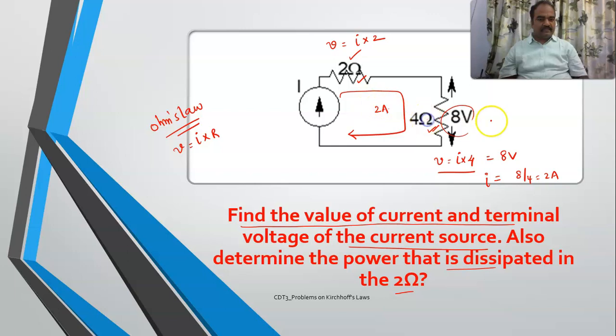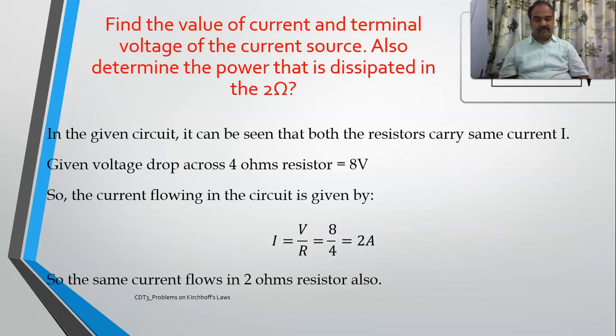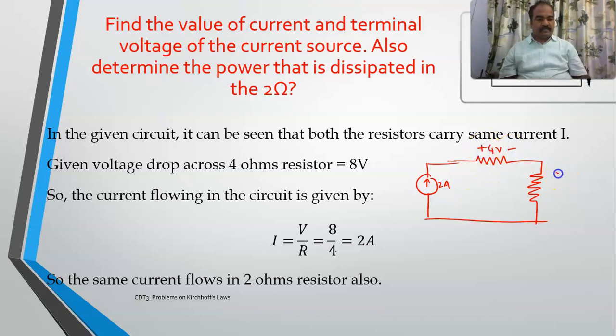So 2 into 4, it is 8 volts it is creating here, and here it will be creating 2 into 2, it is 4 volts of drop. So now I will redraw the circuit. So this is 2 amperes, and here it is creating a 4 volt drop, and here it is creating an 8 volt drop, isn't it? Now what they are asking: find the value of the current and terminal voltage of the voltage source. See, the current which is flowing is 2 amperes. Now let us apply KVL here.